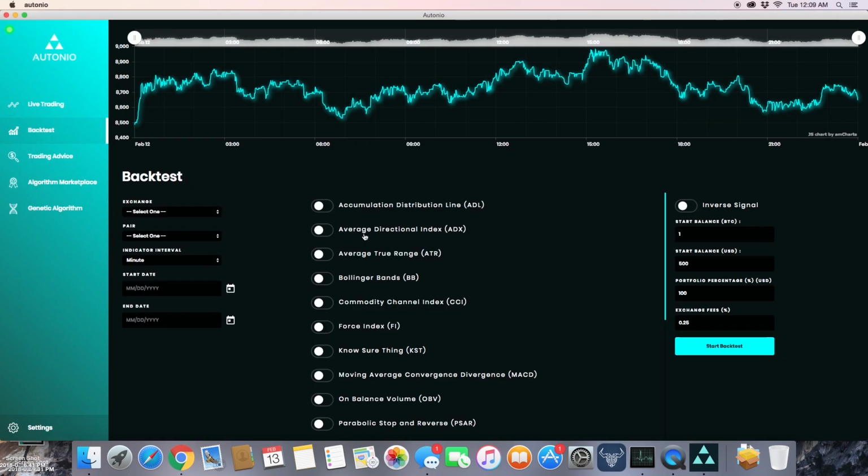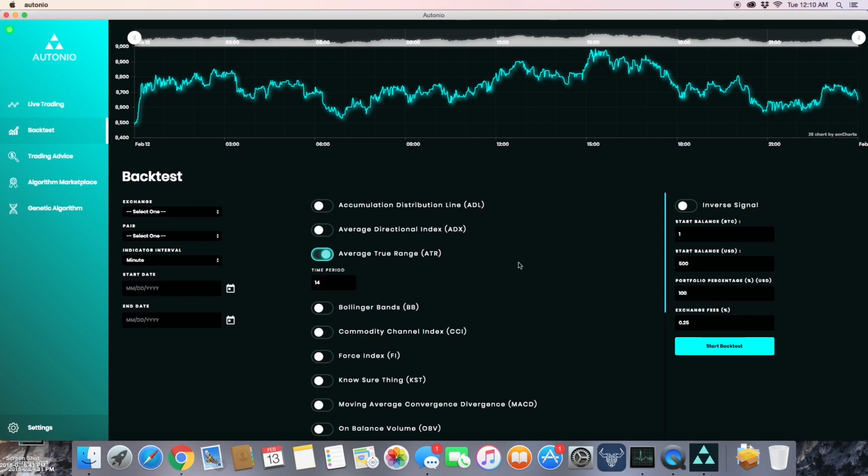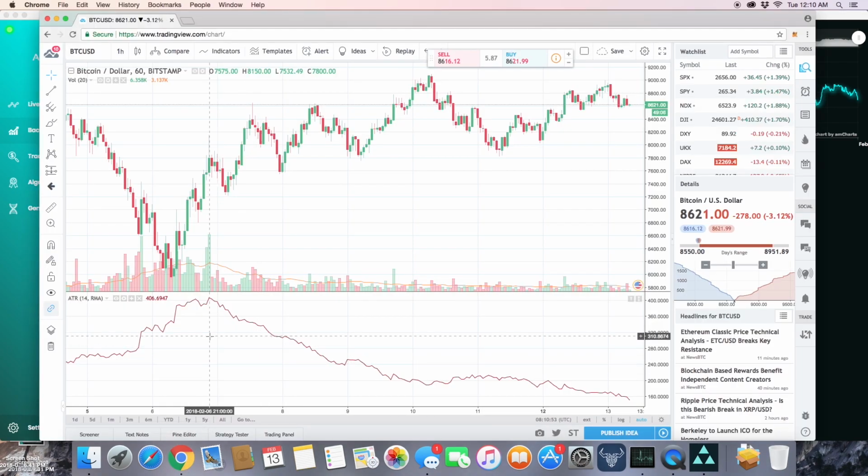Next up, we have the average true range, which measures the degree of price volatility by averaging prices from a previous time period. This indicator helps Autonio pick good entry points. So let's take a look at the average true range of Bitcoin right now. And we can see that on the hour, the ATR is 150, meaning that every hour we're moving about $150 up or down in price.